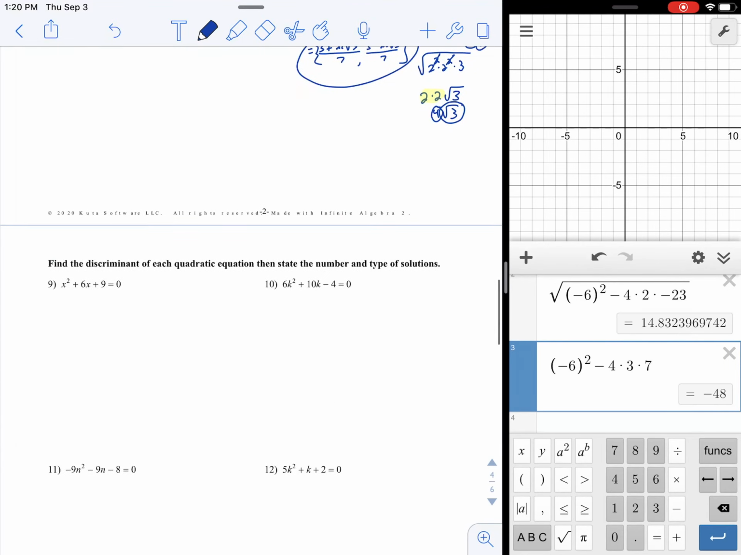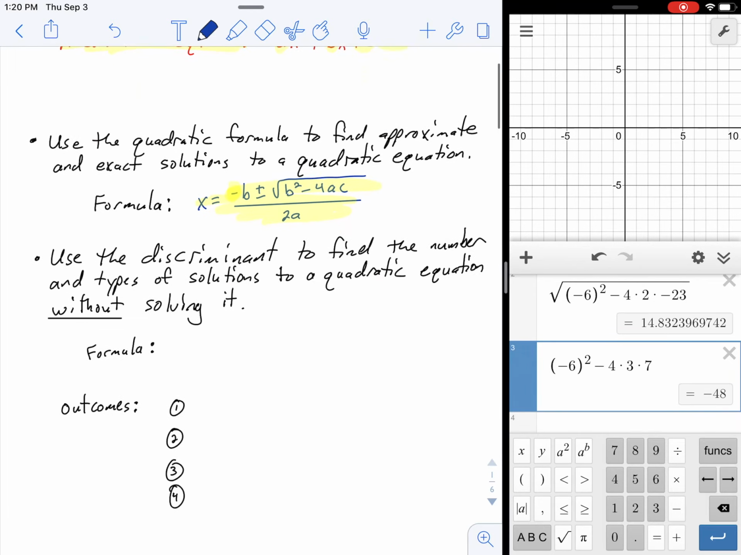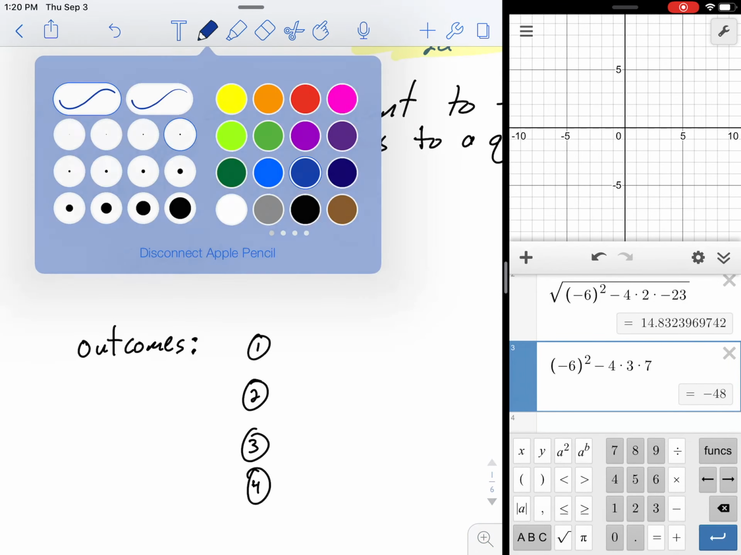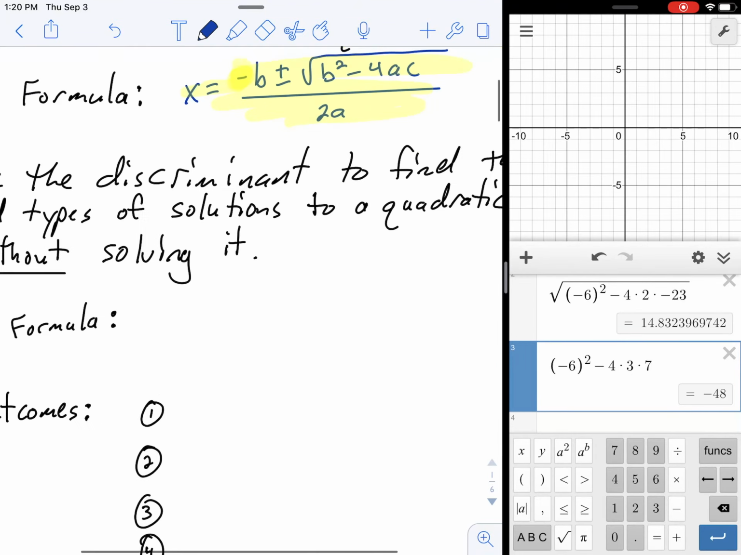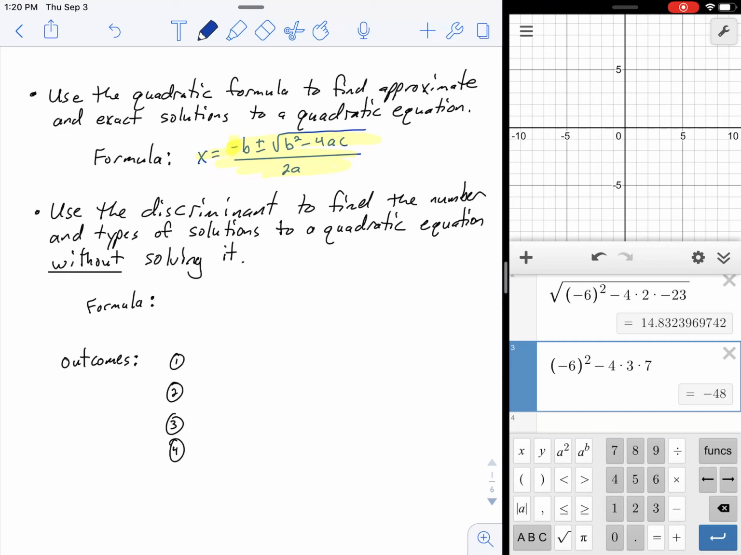That moves us to the next section, which is find the discriminant of each quadratic equation, then state the number of solutions. So let me come back up here to the notes section and give you the formula for the discriminant. Now this work is easier than what we just did. If you're feeling discouraged because we did a lot of work right now and there's even more coming, at least know this is easier. The discriminant formula is b squared minus 4ac.